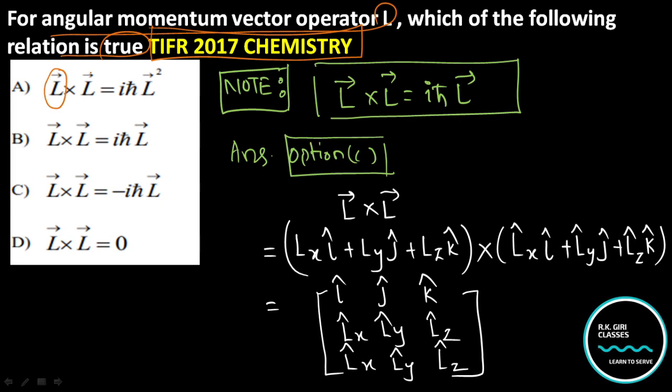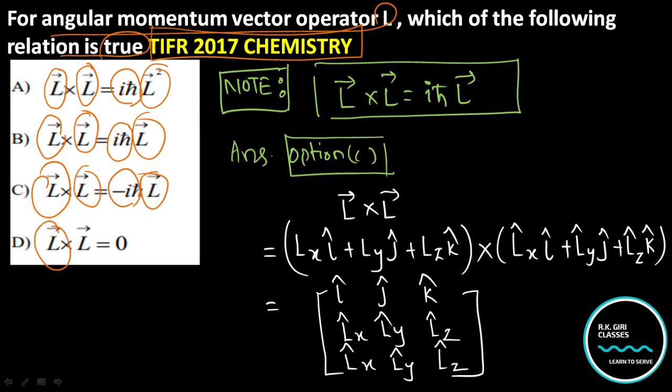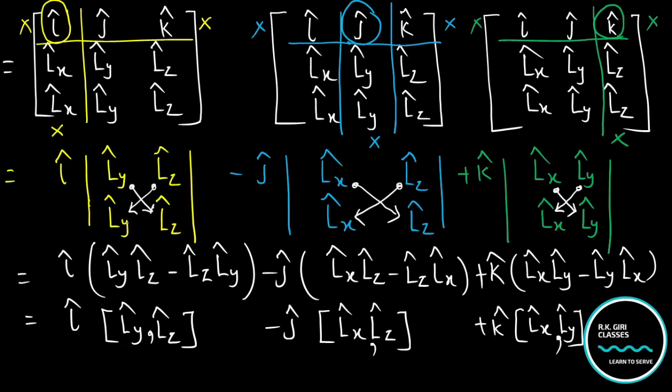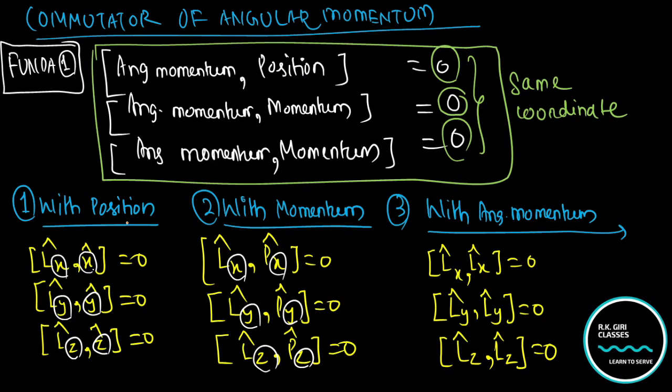First option is L cross L is equal to iħ L squared. Option B, L cross L is equal to iħ L. Option C, L cross L is equal to minus iħ L, and option D, L cross L is equal to 0. So let's get started. This is the fundamental and very important tricky way to solve this question.